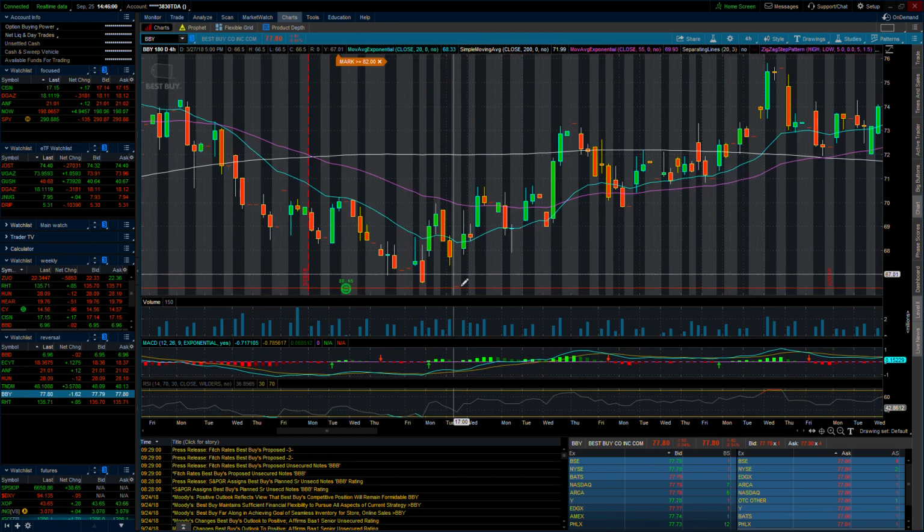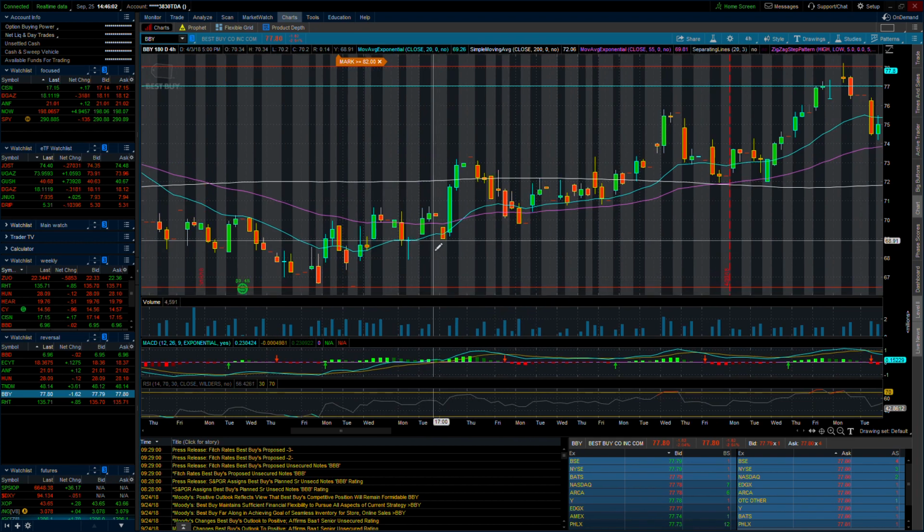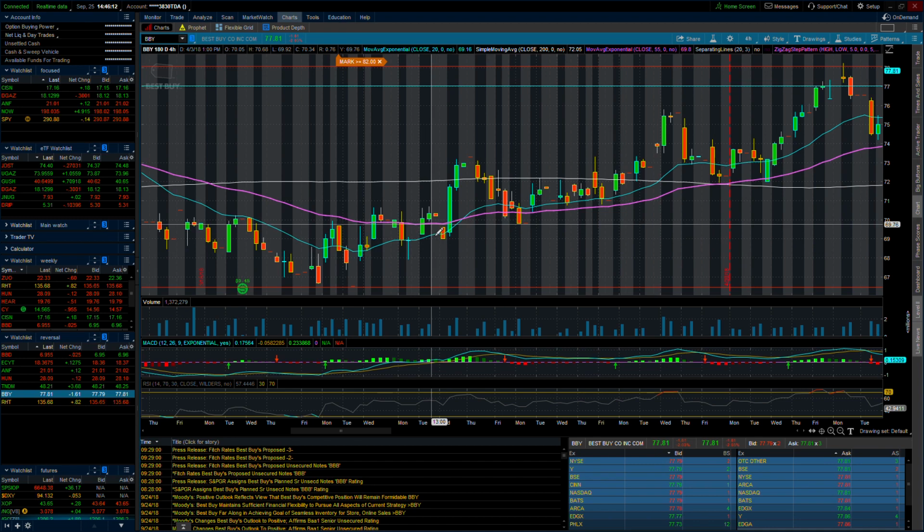Let's zoom in on this action. As you can see, I have two EMA lines. I have the 20-day EMA and the 55-day EMA. The 20-day EMA is blue, and the 55-day is marked as purple.